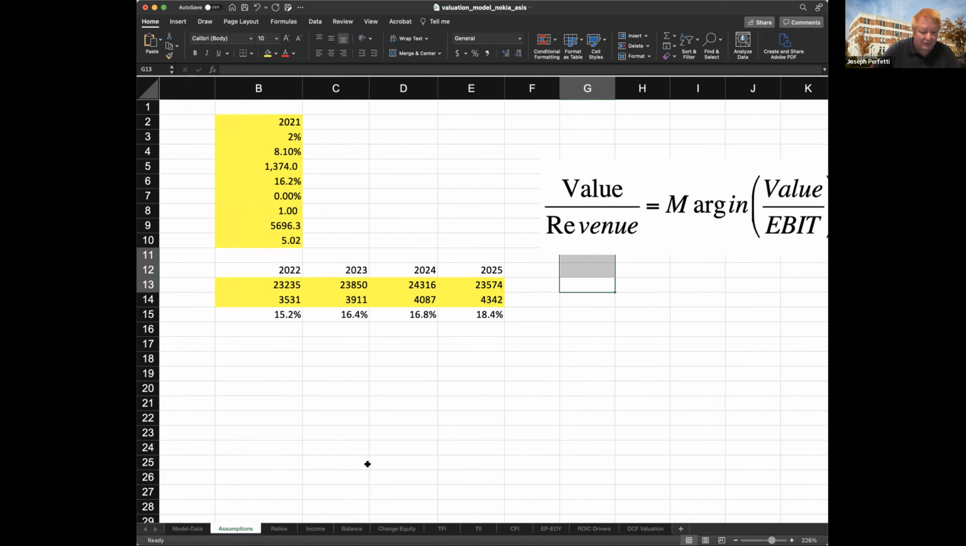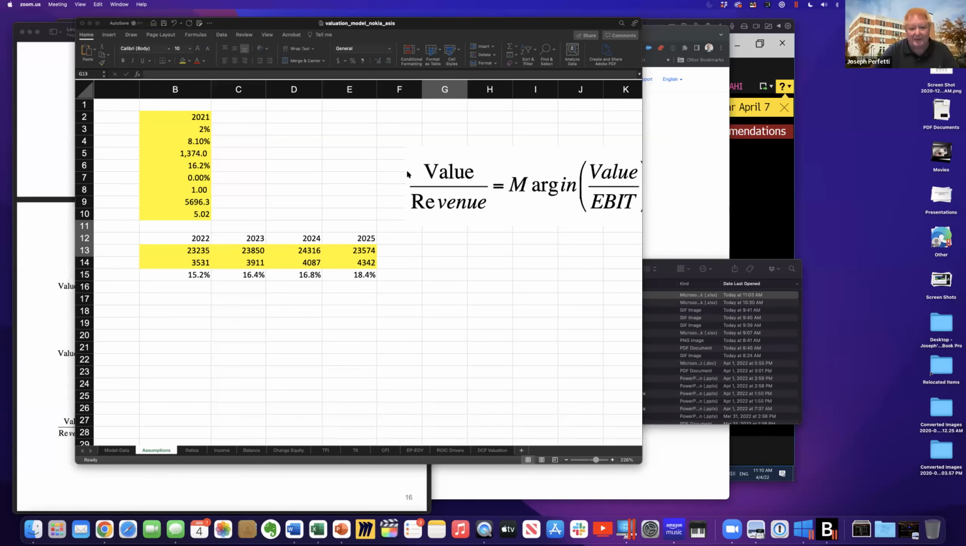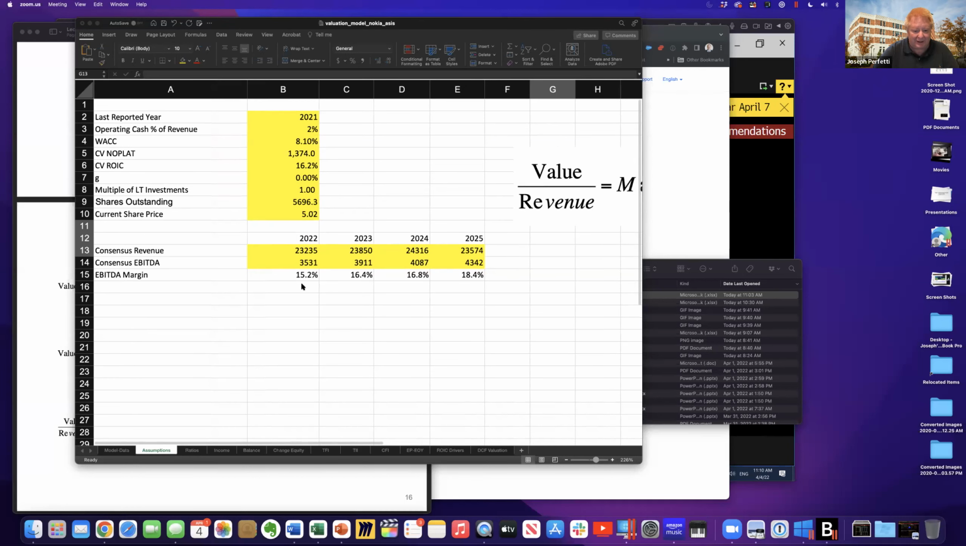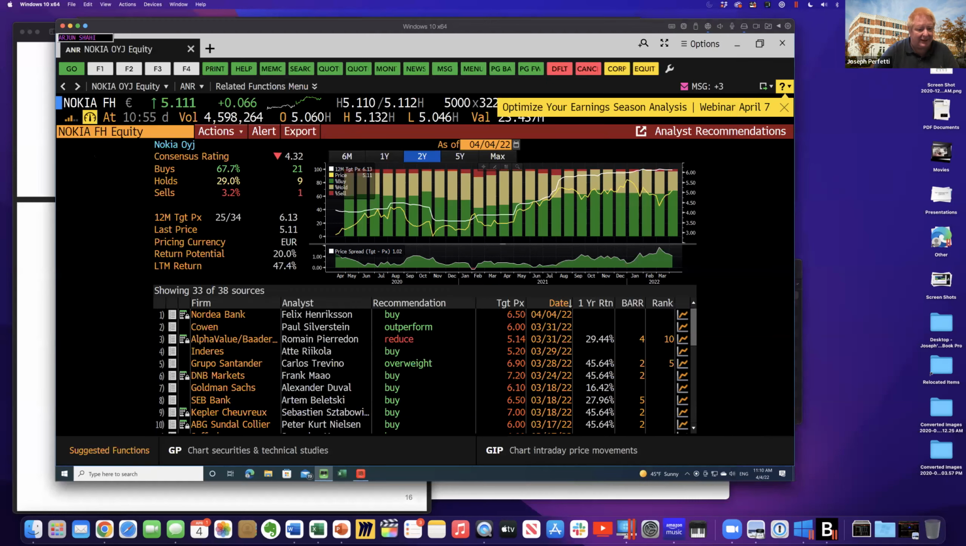Now, one other thing, between Wednesday and today, Nokia's data has changed. So I'm going to actually share my desktop so I can jump back and forth a little bit more easily. But this data that we put in was based on what happened on Wednesday. And if I go to Nokia today, two things. One, you notice the share price is different. Now 5.11 euros. Last week, it was 5.02 euros.